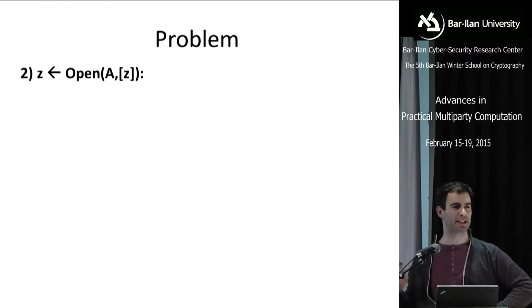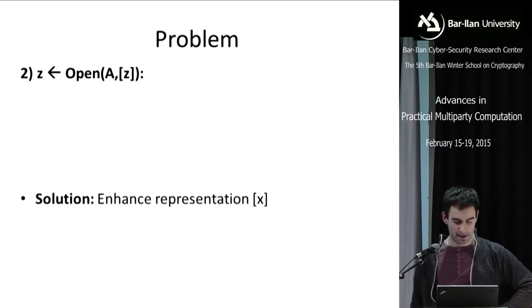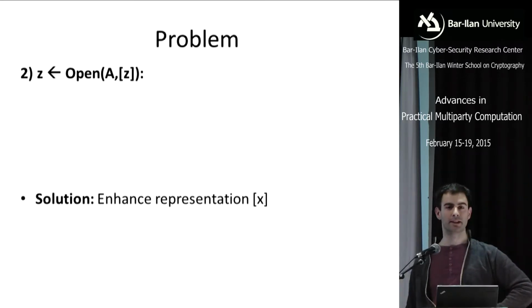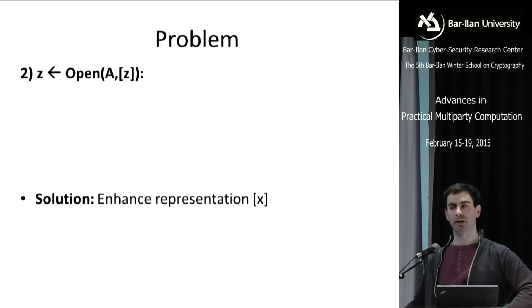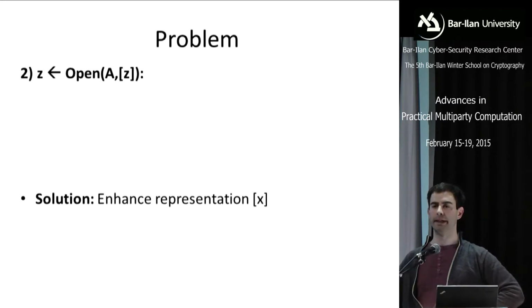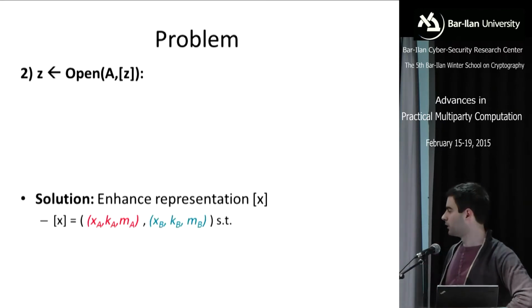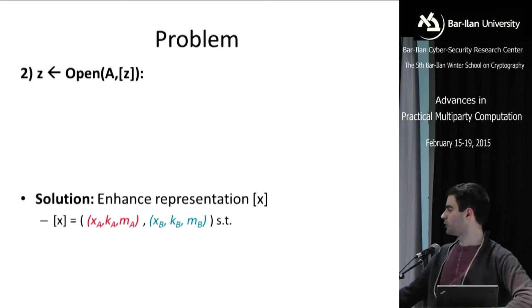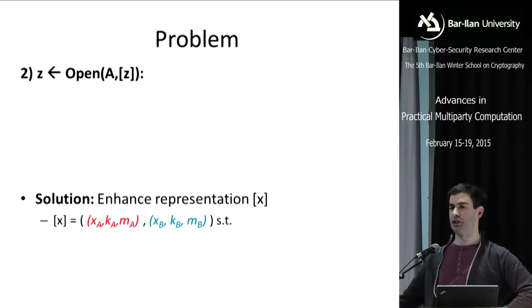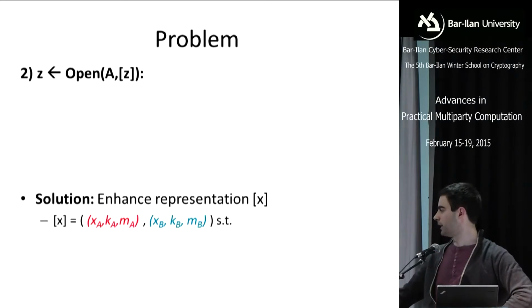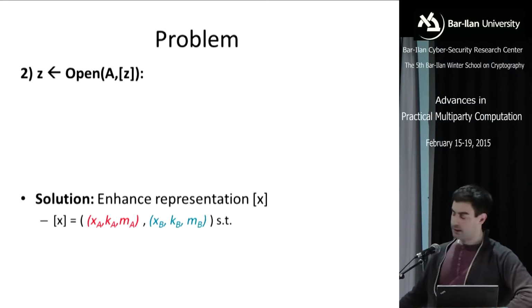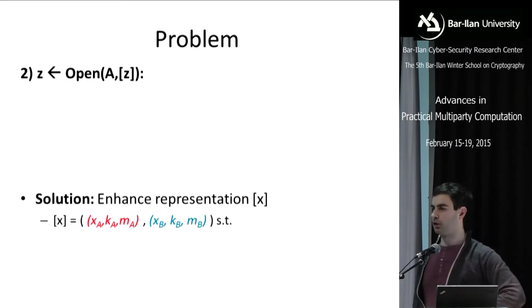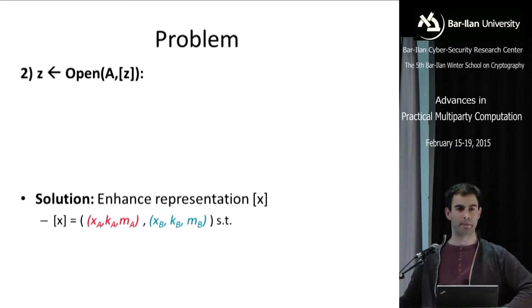I'm always going to use the same two tricks over and over again. So the solution is that we are going to enhance the representation of X. From now on, when I write X in a box, I mean something a little bit more complicated than the thing I wrote before. The new X in a box contains 3 values for Alice and 3 values for Bob. The first value is the secret sharing of X, like before, XA and XB. The second value is a key, and the third value is a MAC. So both Alice and Bob have a key and a MAC.